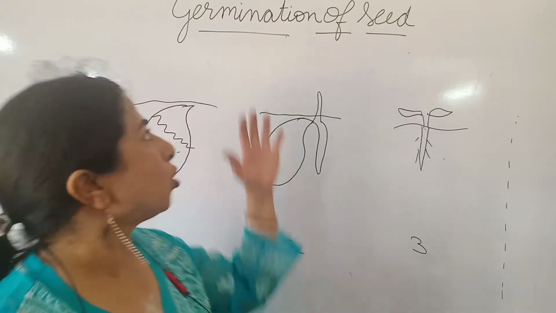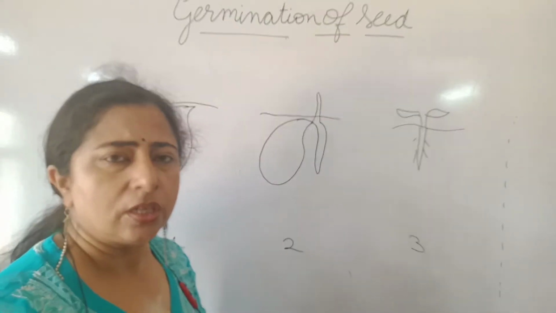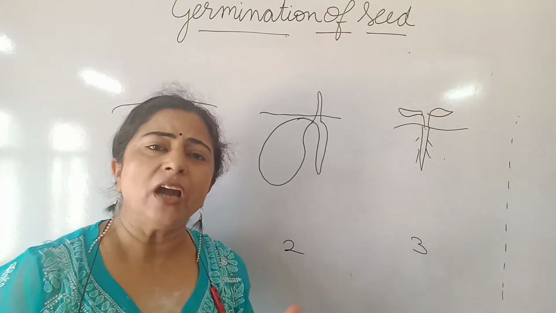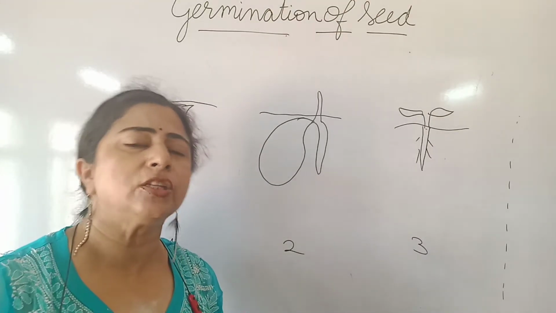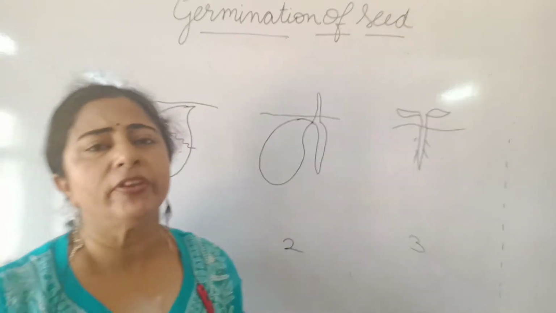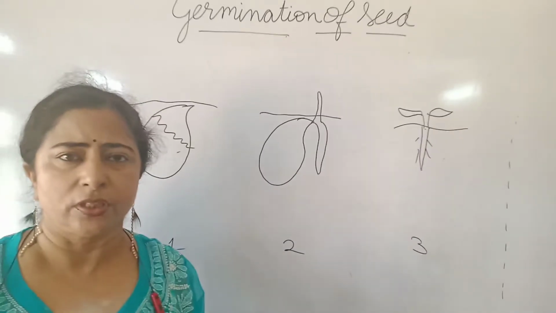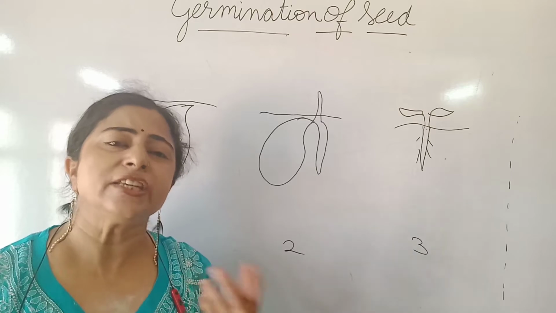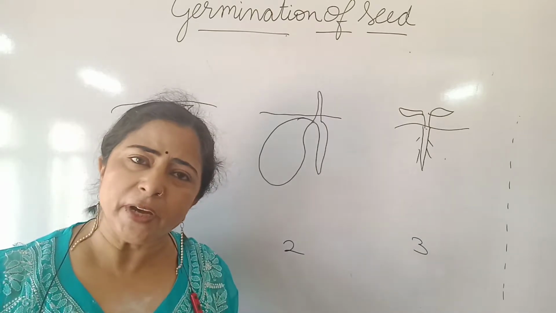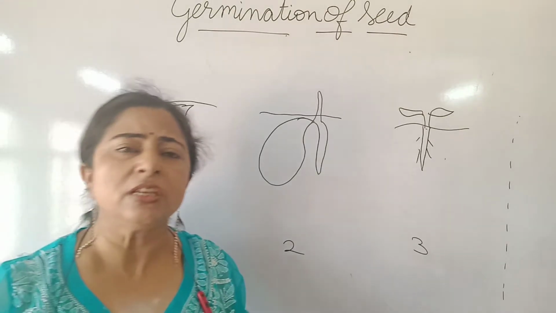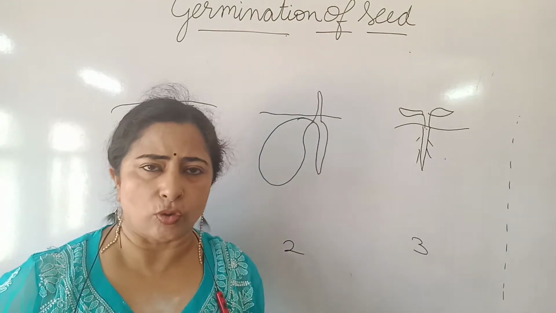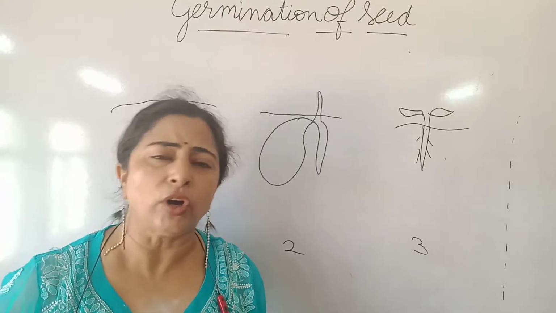Today we are going to talk about germination of seed. When a plant grows from seed, first of all, we prepare the soil. For preparing the soil, we have to make the soil soft so that the seeds can germinate easily. After making the soil soft, we sow the seeds. Sowing the seeds means we put the seeds in the soil and cover them, and then water them.